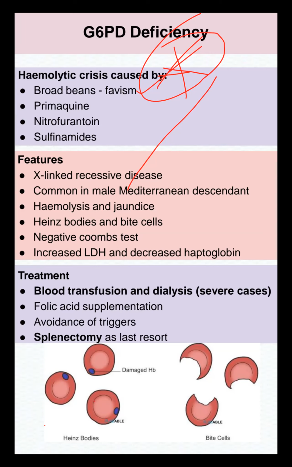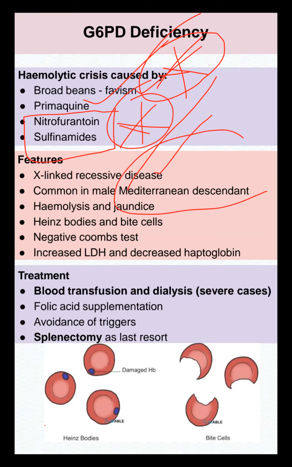Recently taking primaquine, traveling in an endemic area, now comes to hospital with hemolysis. Nitrofurantoin and sulfonamides also cause it. Just remember these from pharmacology, as they ask it. G6PD deficiency is an X-linked recessive disease, common in males of Mediterranean descent.